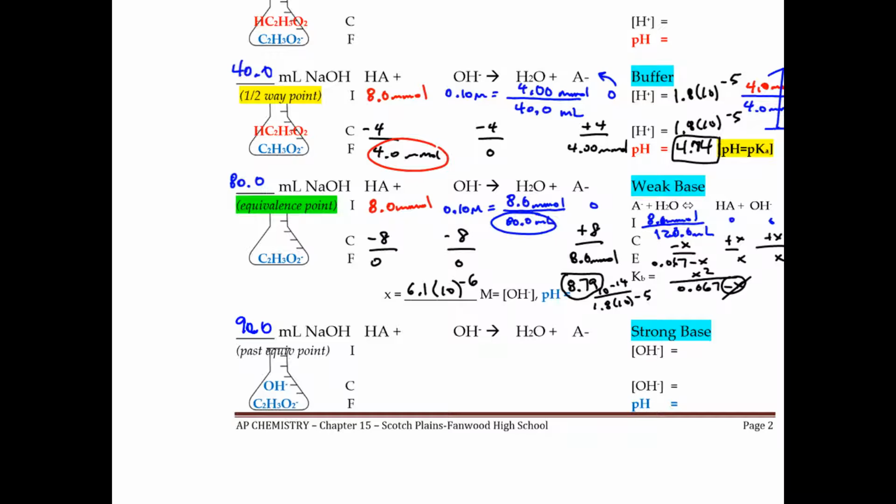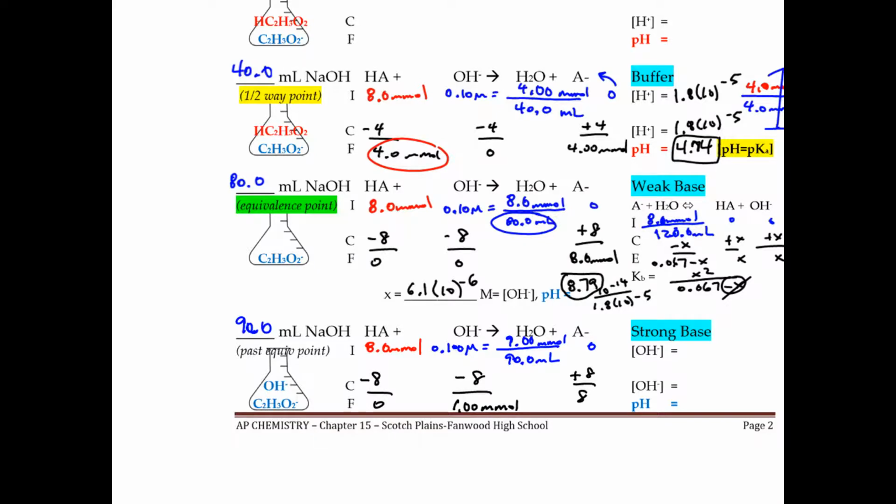So again, I started off with 8 millimoles of this, but now I'm going to do the calculation for how many millimoles I have of the base. The base added is 90 milliliters. So that means I added 9 millimoles. So 0 of this to start. Now you can see that the limiting reagent is going to be the HA. And that's 0. So now look at what you have.